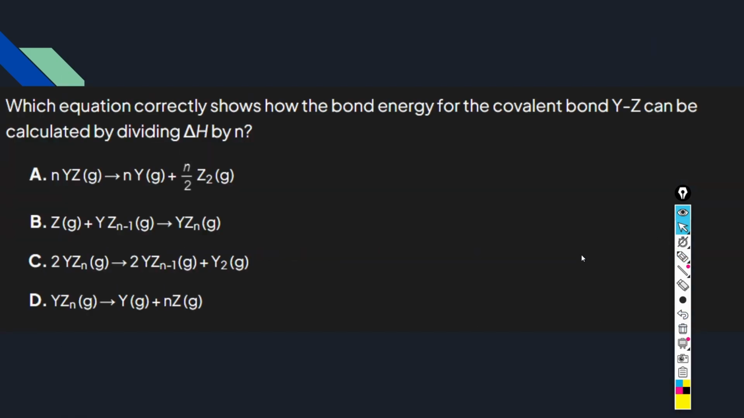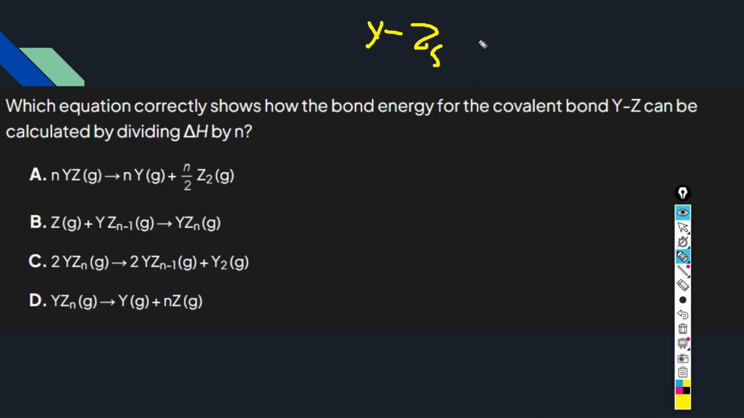Now let us look at another question. Which equation correctly shows that the bond energy for the covalent bond Y to Z can be calculated by dividing delta H by N? So how do we calculate bond energy? This is a very good question. Imagine I have the compound YZ5, where N is the number of covalent bonds. That is the value by N.